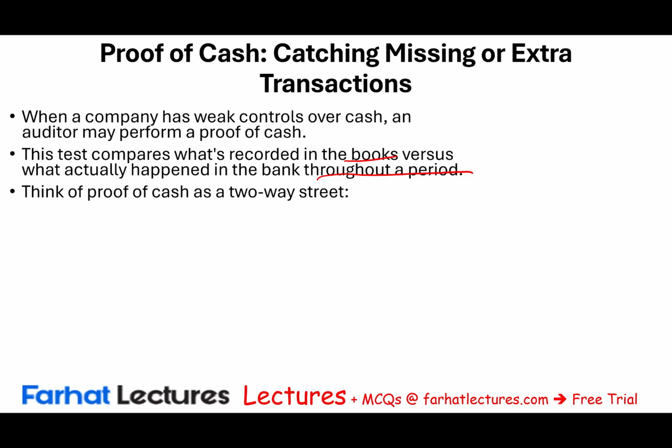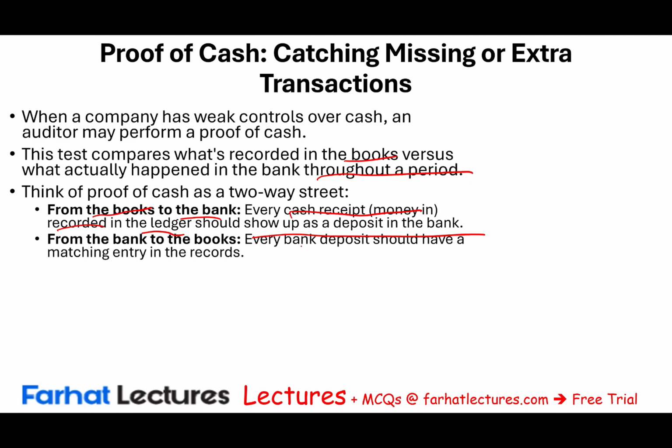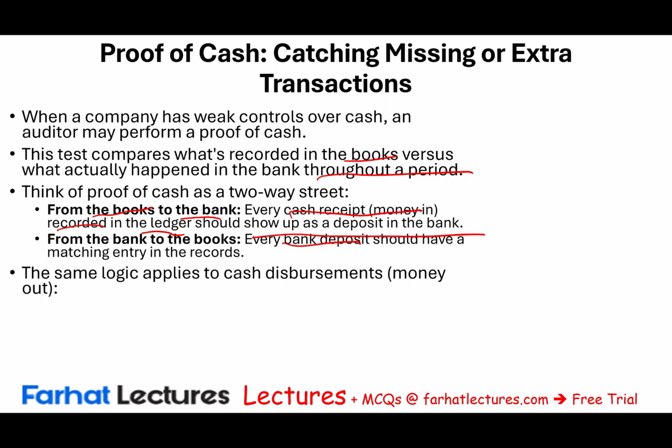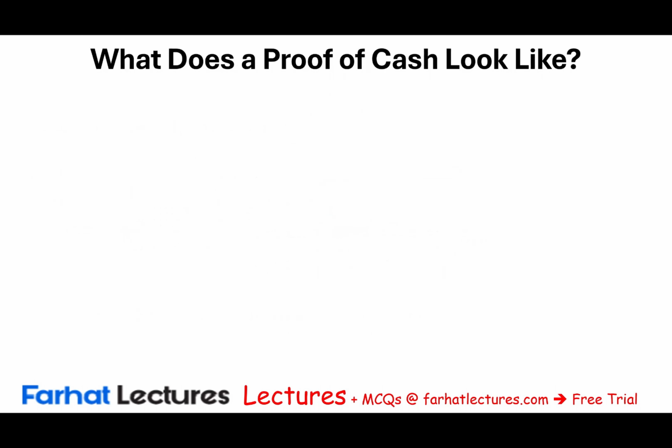Think of proof of cash as a two-way street. We're going to go from the books to the bank. Every single cash receipt recorded in the ledger should show up as a deposit. We're looking at every single one, one by one. And from the bank to the books, every bank deposit should have a matching entry. But now we're doing it for a longer period of time. The same logic applies to cash disbursements, money out. Each payment recorded must actually clear the bank, and every bank withdrawal or outgoing payment must be on the books. Basically, it looks like a bank reconciliation, but it's for a longer period.